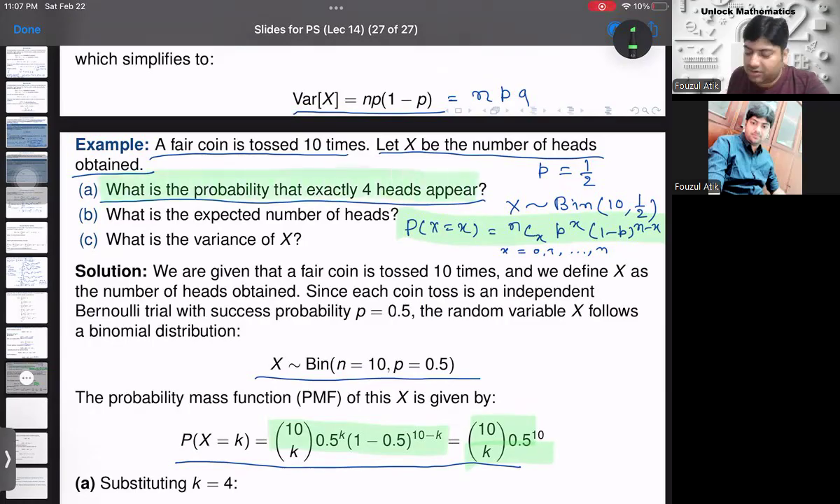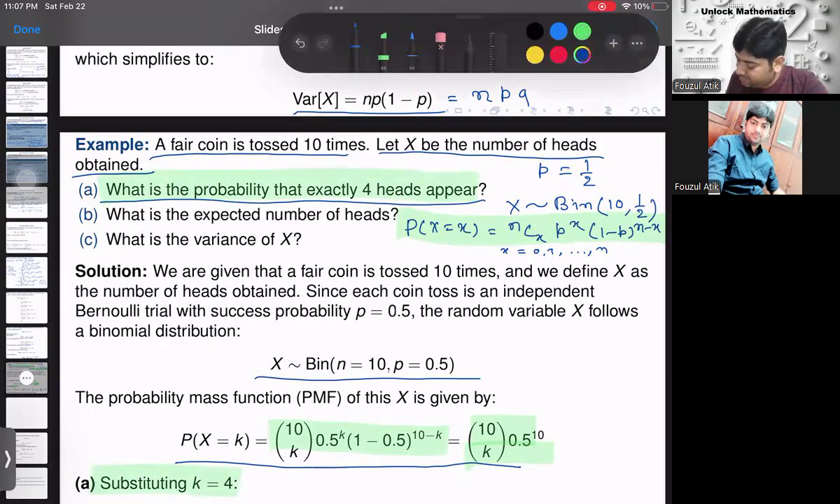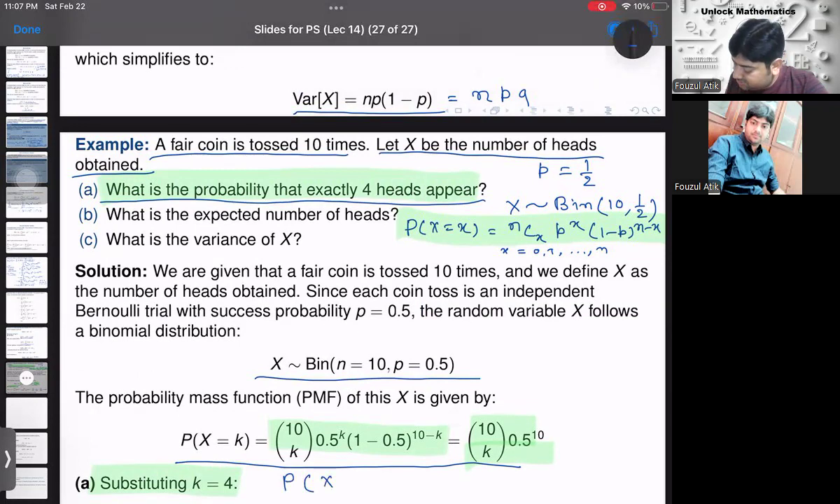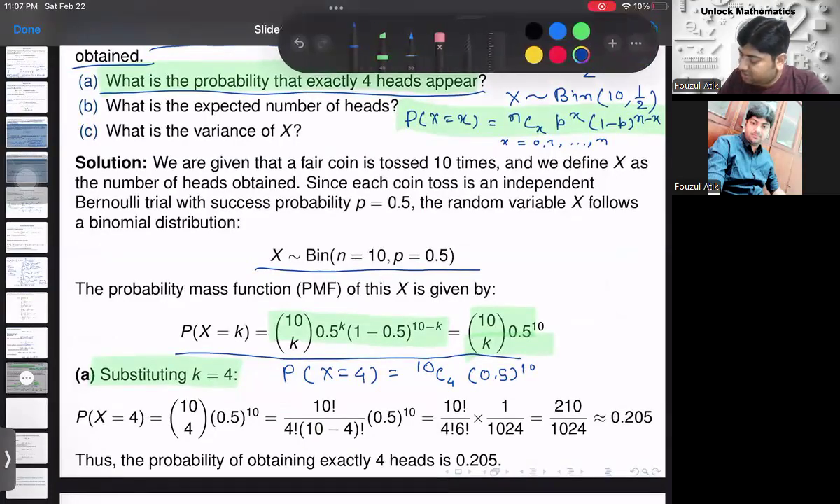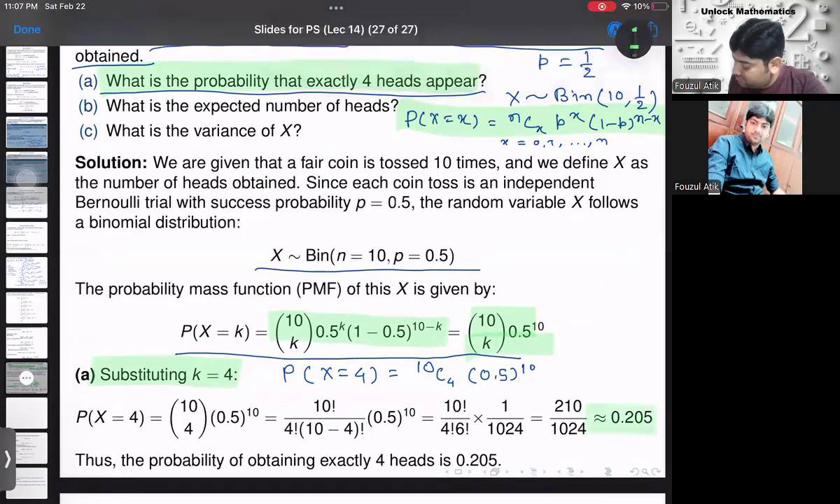Now the first question is, what is the probability that exactly 4 heads appear? So the X value equal to 4 you have to calculate. Just put k equal to 4. What do we get if I put k equal to 4? P of X equal to 4 is 10C4 into 0.5 to the power 10. And if you calculate the value, we get 0.205. The answer for the first question is done.